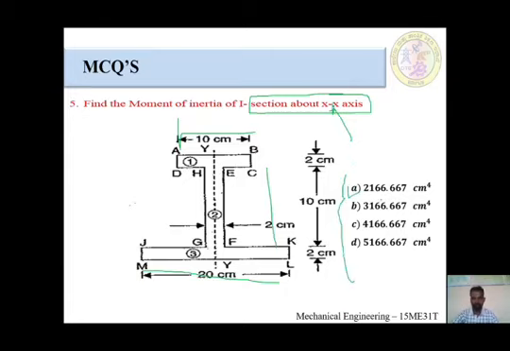First option they have given is 2166.667 into 10 raised to 4. Second option is 3166.667 centimeter raised to 4. Third option they have given is 4166.667 centimeter raised to 4. Fourth option they have given is 5166.667 centimeter raised to 4. Any one of them you have to solve with proper calculation for the exact answer about the x-axis.